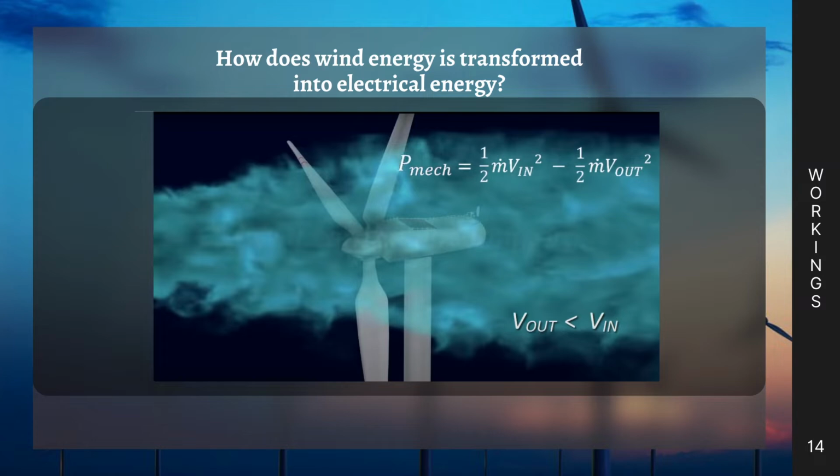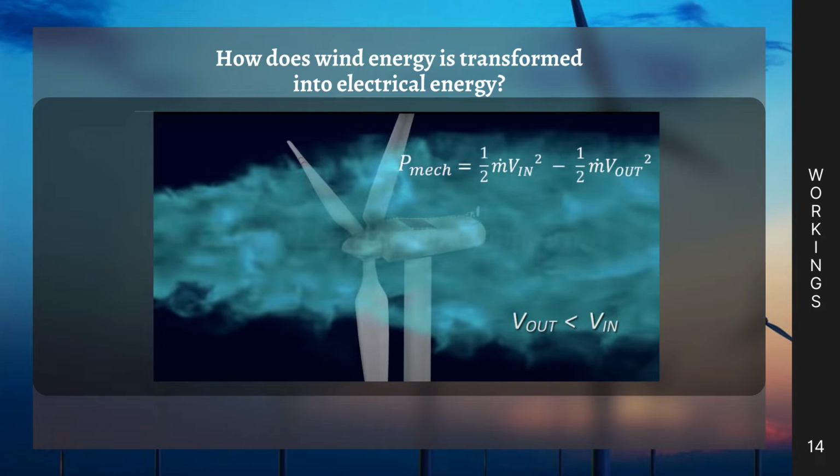The answer is that some energy from the wind is transferred into the blades, which makes them turn and rotate. Therefore, the wind will decrease in speed as it passes through the blades of the turbine. Mathematically, we can denote the power converted into mechanical energy as one half the product of the mass flow rate of the input wind minus one half the product of the mass flow rate of the output wind.